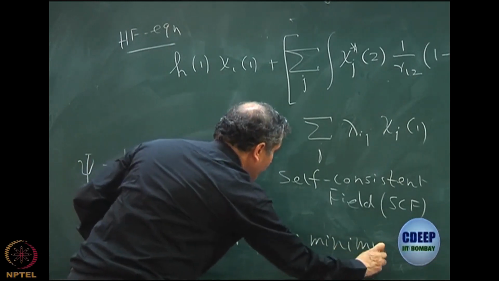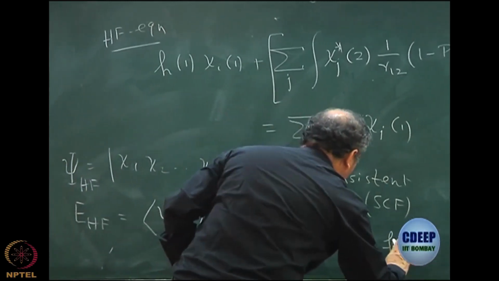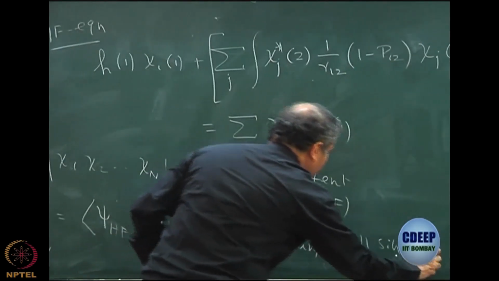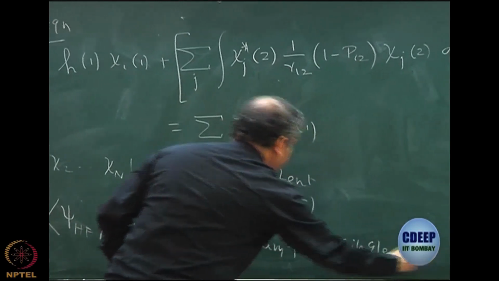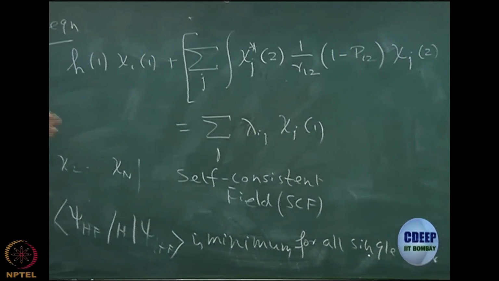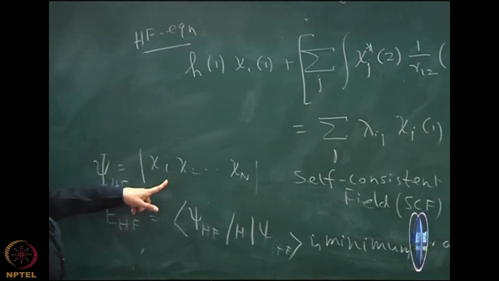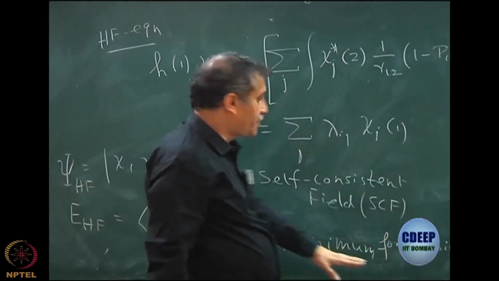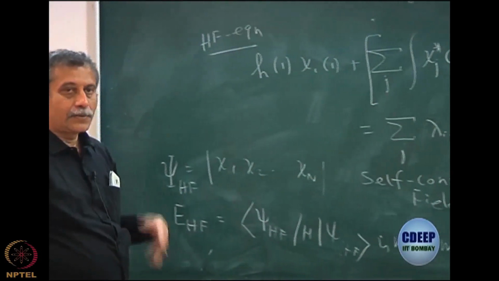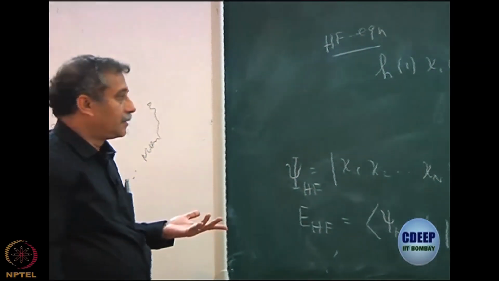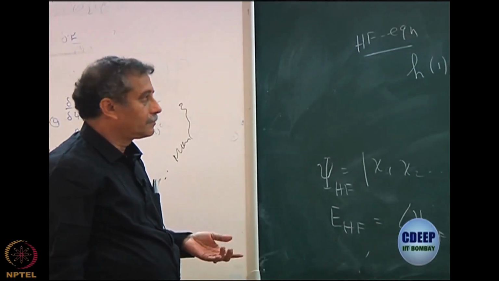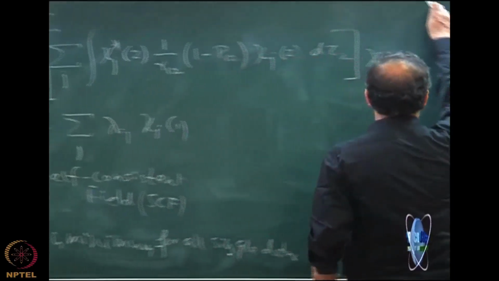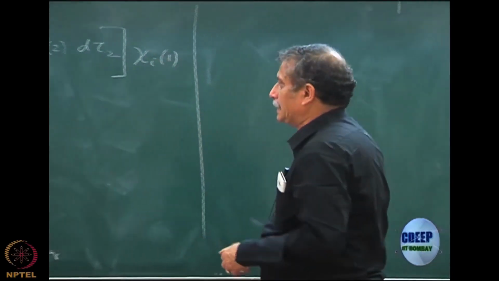So, we have ensured that this is a minimum for all single determinants. If I choose all possible single determinants, this particular spin orbital determinant which satisfies this equation is the minimum energy. So, that is what we wanted. Okay. So, we will go to the further part of how to canonicalize and then do lots of interpretations.